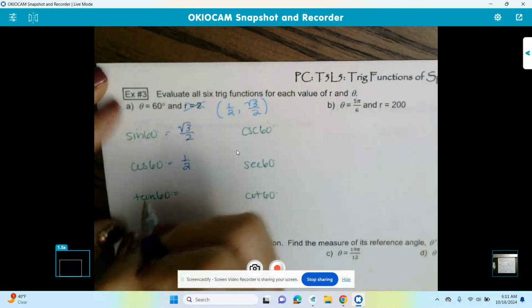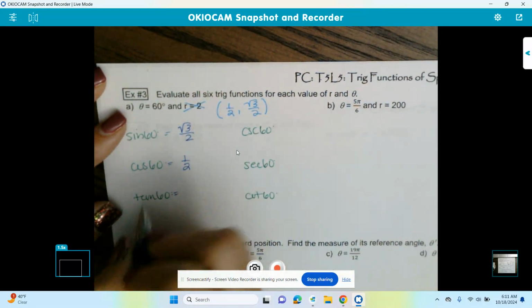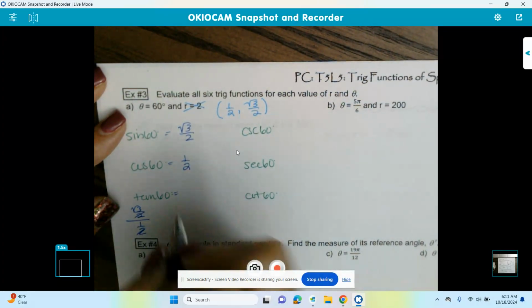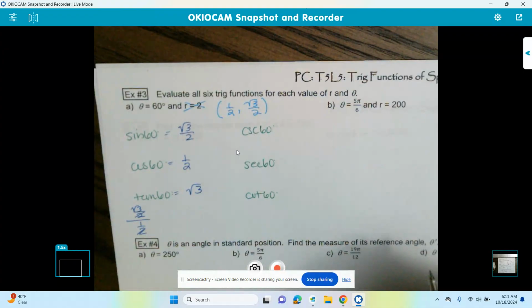Okay, so again, I'll do the calculation here. So y over x, or sine over cosine, so the square root of 3 over 2 over 1/2. The 2's again cancel out, so I'm just left with the square root of 3 for tangent.